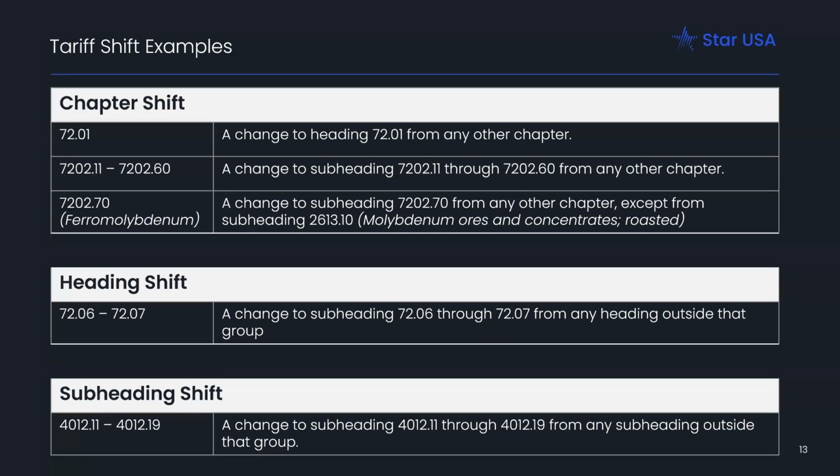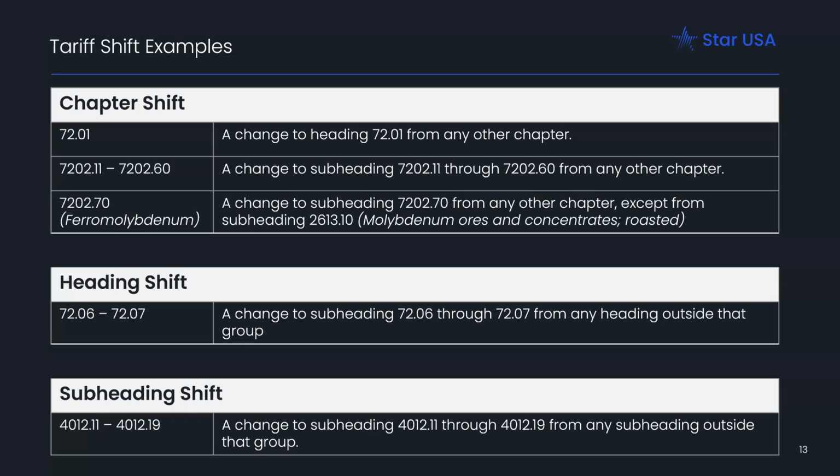Heading shift. Heading shift is basically represented by the text here. We've got headings 7206 to 7207, a change to those subheadings from any heading outside that group. So if you have a 7204 and it becomes a 7206, you've met the shift. If you have a 7206 and it becomes a 7207, you have not met the shift because that is within that group. That's how the heading shift works.